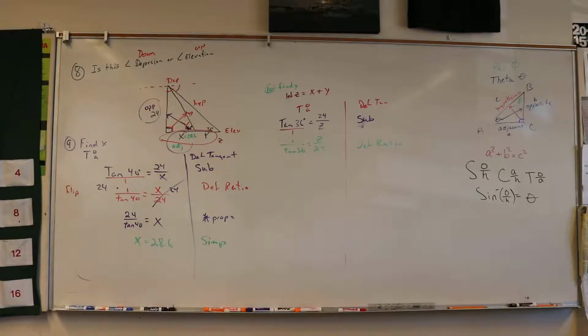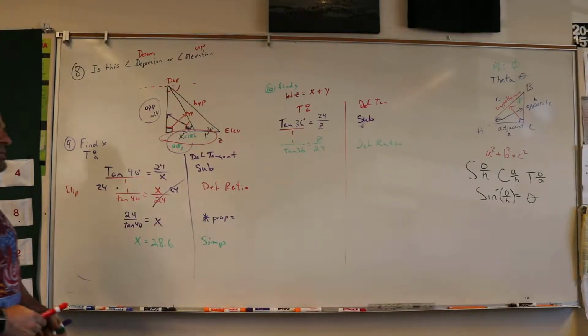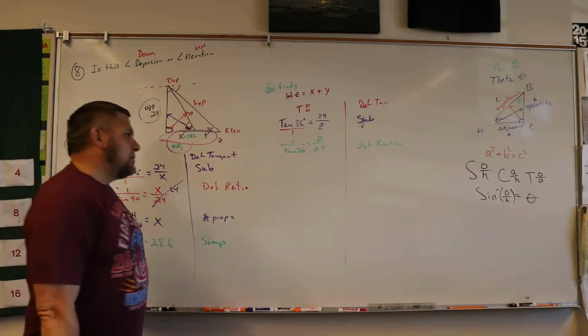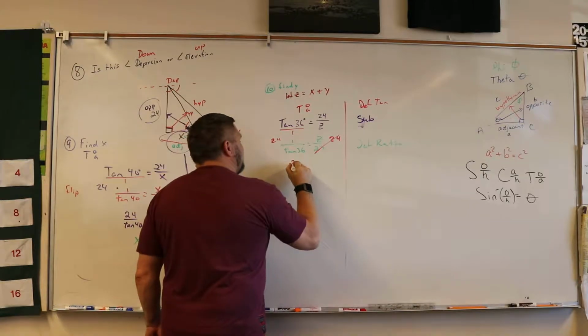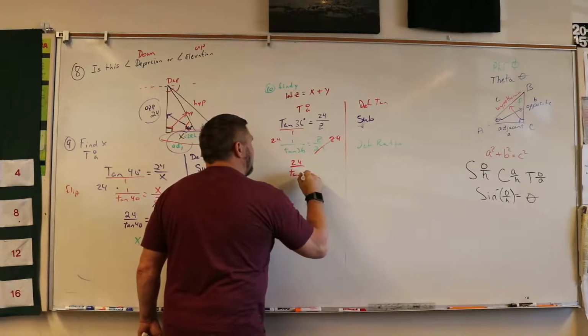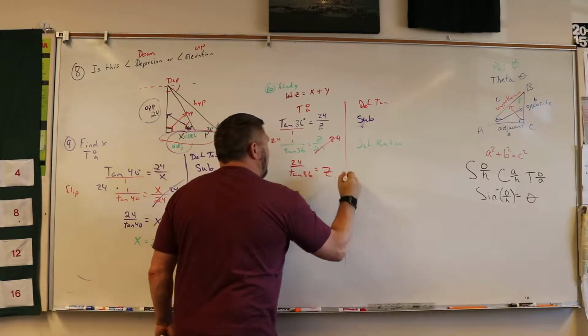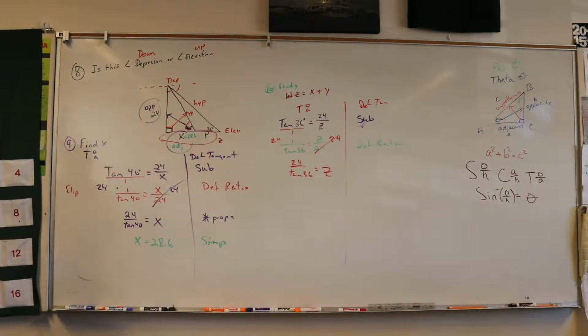Okay? Now, what do I do? Multiply both sides by what? 24. Right? So that's not bad. So I got 24 over tangent 36 is equal to z. Okay? Now, in the past years, that's where students stop. You can't stop there. Okay? You can't stop there. You gotta find y.